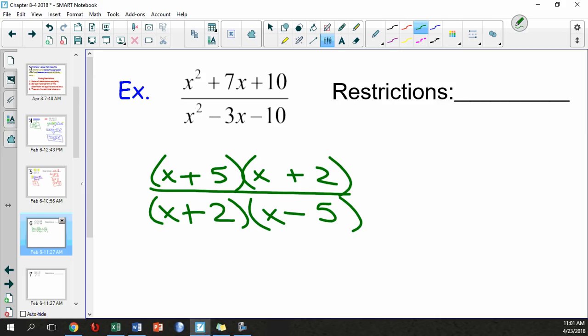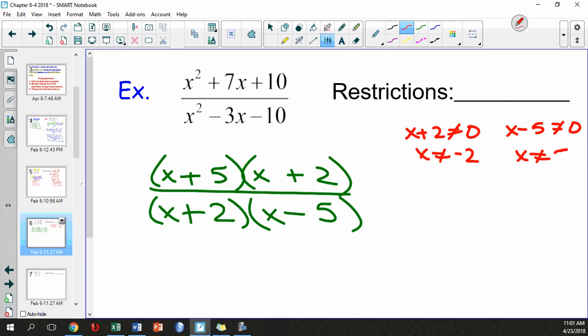So step 3 says to find your domain restrictions. So how do we find domain restrictions? So we're going to take our denominator, x plus 2 cannot be 0, and x minus 5 cannot be 0. Do we all see that, yay or nay? So x cannot be negative 2, and x cannot be positive 5. So my restrictions are going to be x cannot be negative 2 or 5.